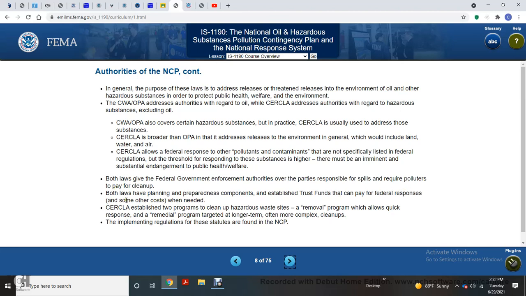CERCLA established two programs: the Removal Program, for cleanup of hazardous waste sites, which allows quick response, and the Remedial Program, targeted at long-term, often more complex cleanups. Implementation regulations for these statutes are found in the National Contingency Plan.